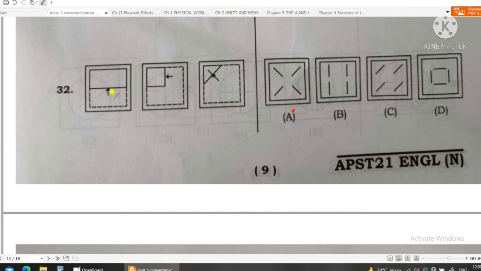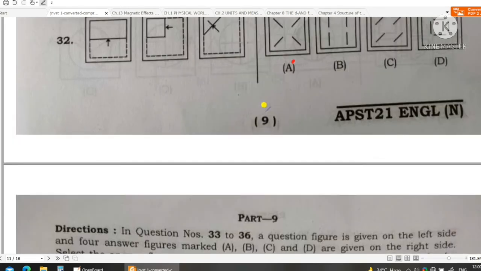Question number 32. In 32 question, again one paper in square form, it is halved, then it is again halved, and in this way one mark is given here. So you have to identify the picture after unfolding, so it will be looking like this. So option A is correct for 32.